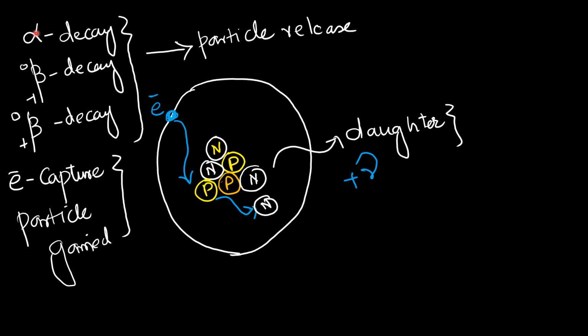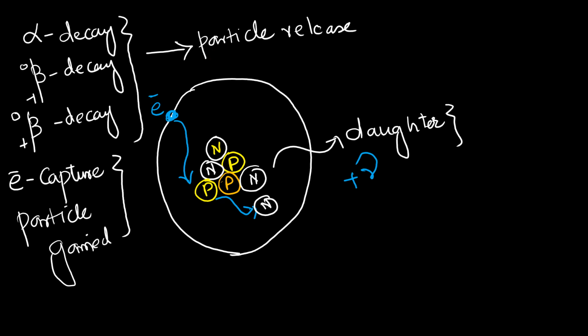So this means that alpha decay, beta decay, or positron decay are different in the sense that in electron capture, electrons, or particles, are basically gained, whereas in alpha decay, beta decay, or positron decay, particles are basically released from the radioactive nuclei.